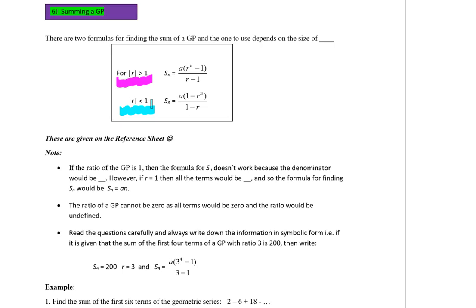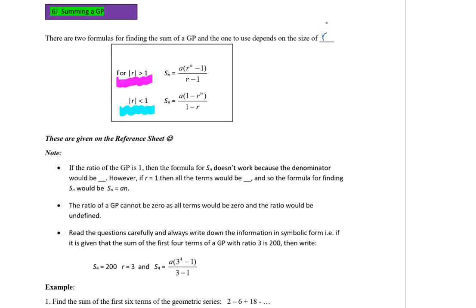Some interesting things happen when we have the ratio as a proper fraction, and you'll see that in the next exercise, and it only occurs when we have a proper fraction as a ratio. But for now, let's focus on finding the sum of a GP. So it all depends on the size of the ratio. So clearly we have to have identified the size of the ratio.